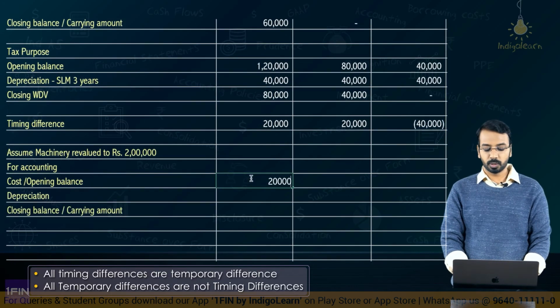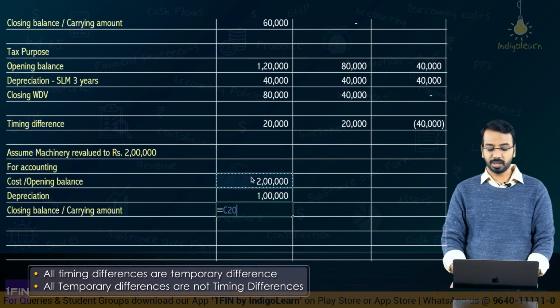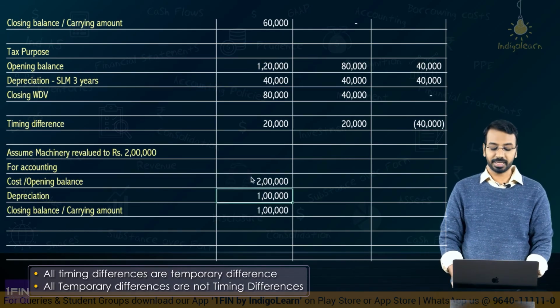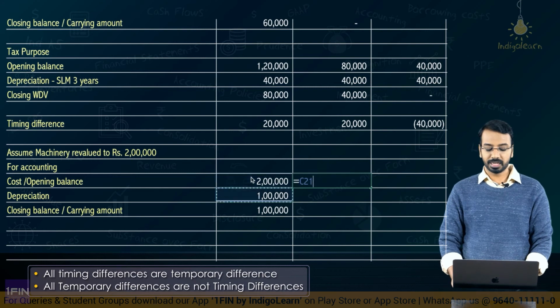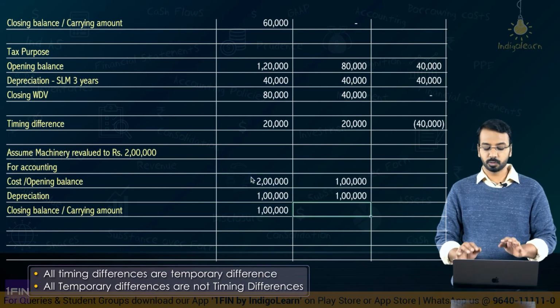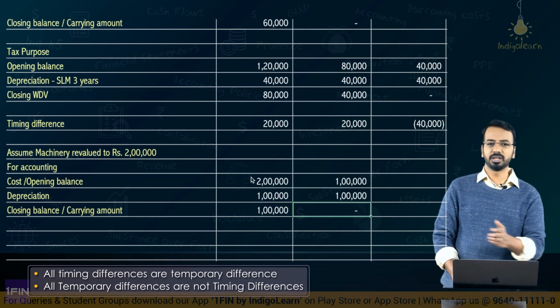Now, the opening balance will be 2 lakhs. Depreciation will be this divided by 2, 1 lakh. Closing balance will be 2 lakh minus 1 lakh, 1 lakh. Second year, opening balance 1 lakh, depreciation 1 lakh, closing balance 0. Third year, there is no depreciation.